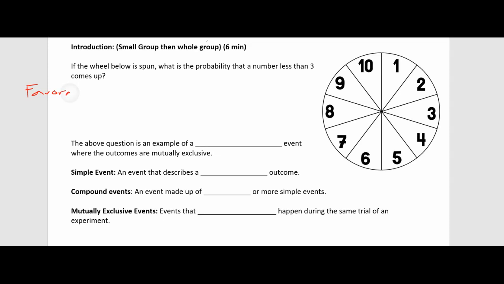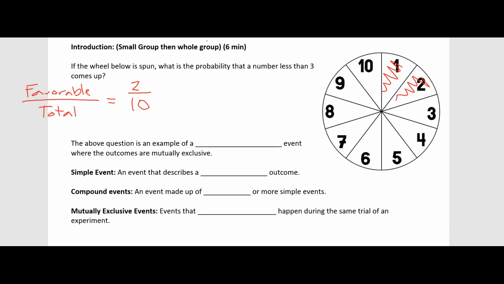If we're trying to find a probability here, theoretical probability, favorable outcomes over total, 1 and 2 are both good for us, right? So 2 favorable outcomes over 10 total. So our probability is 2 out of 10. We could also write that as 1 over 5, 0.2.